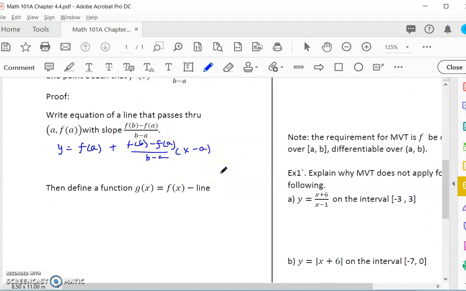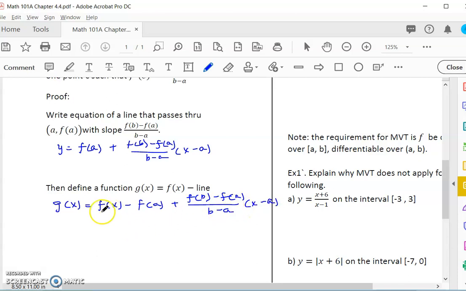Then we'll define a new function. This function is g(x), and it is equal to our original f(x) minus this line, so minus f(a) plus (f(b) minus f(a)) over (b minus a) times (x minus a). It is really long, but it's still a function.